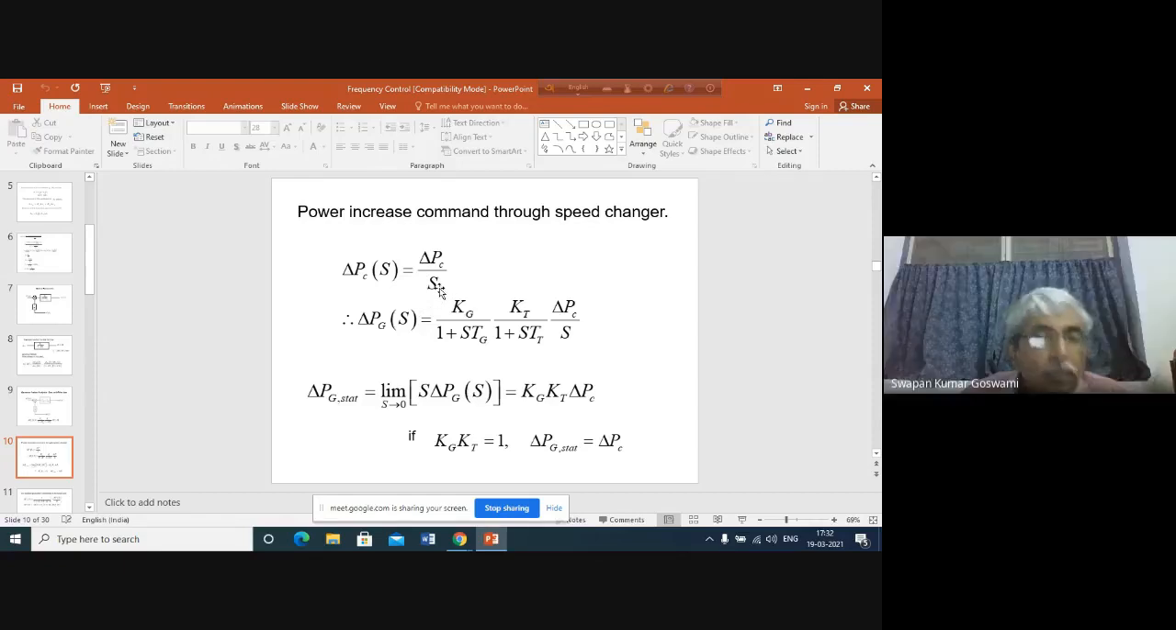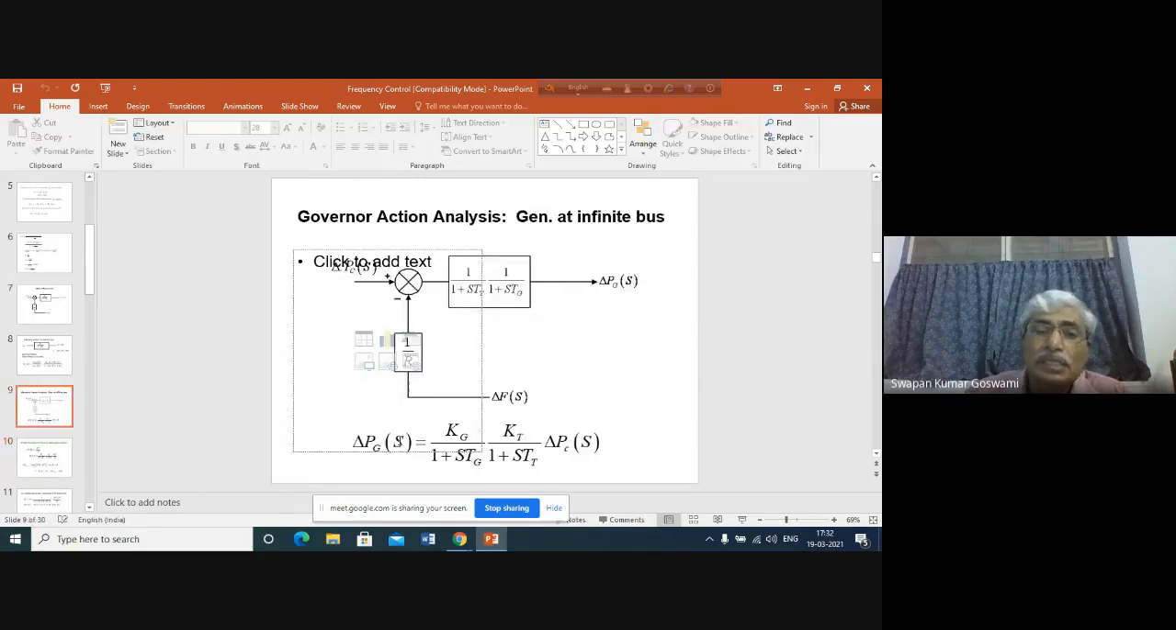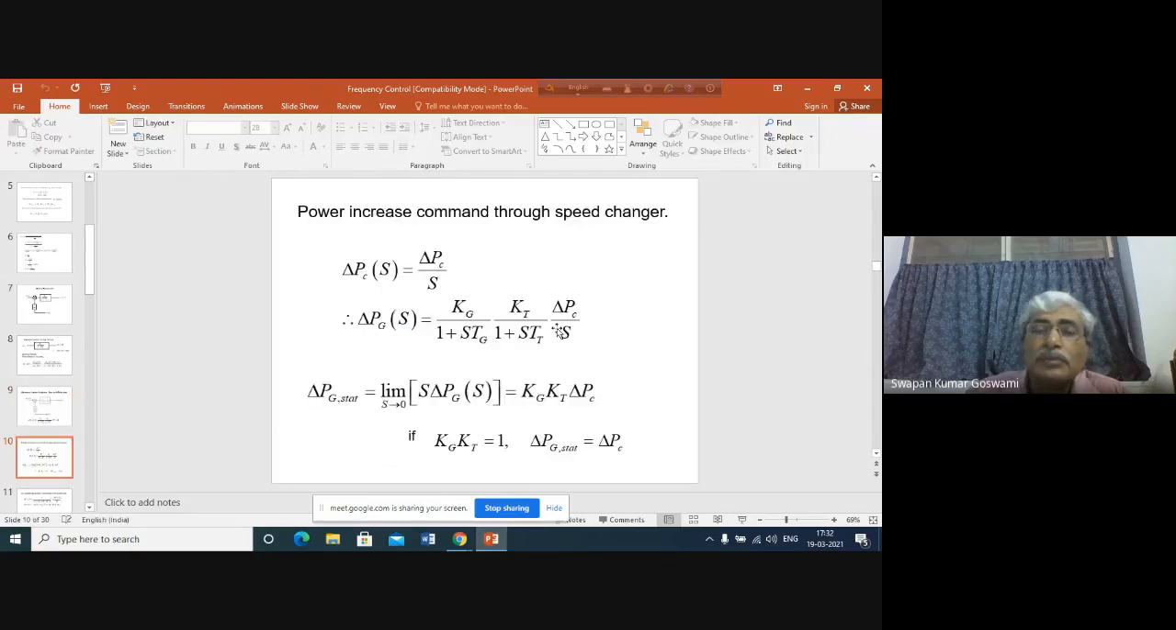Yes, sir. Delta PCS. So if this is delta PCS, what is delta PGS? Put the value of delta PCS here. Now, following a power increase command equal to delta PC, how much will be the change in the power output? What will be the final value of the change in power output?